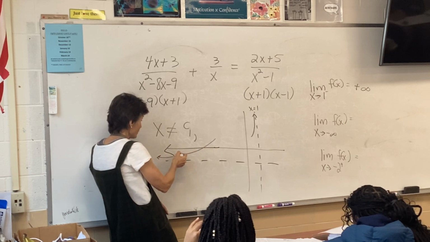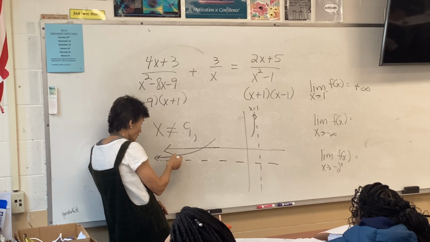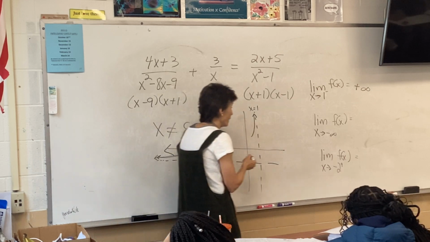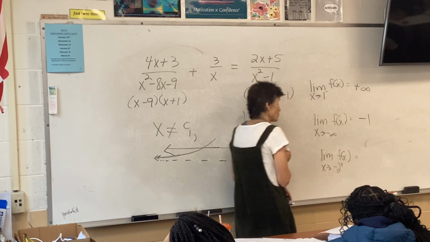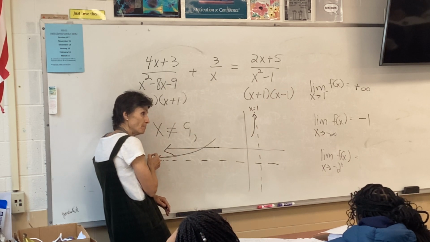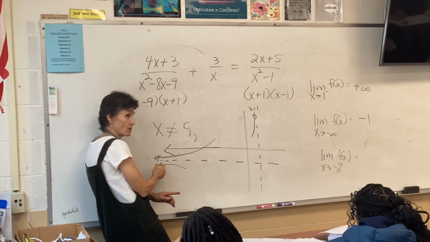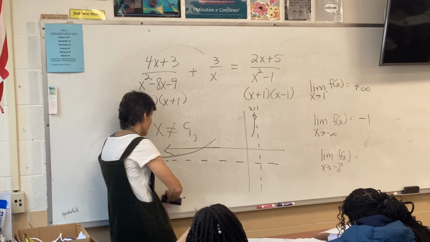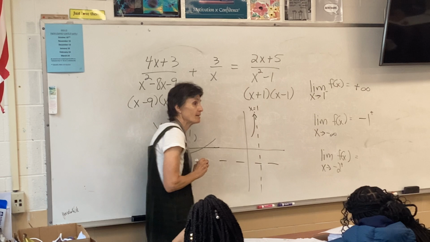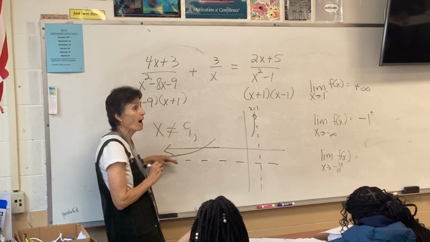So as I go to the left, I am coming down closer and closer to this asymptote, which is where? Negative 1. And I am approaching that asymptote from the top, because I could be approaching it from the bottom also. Not. I'm approaching it from the top. So I'll put a little plus sign here to indicate that I'm approaching negative one, but I'm doing it from the top.